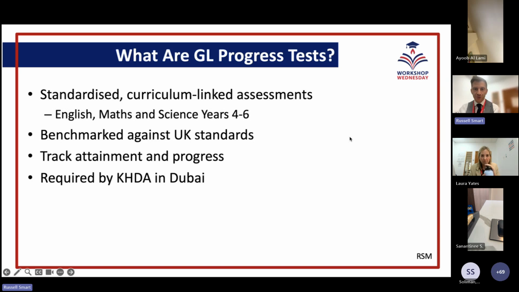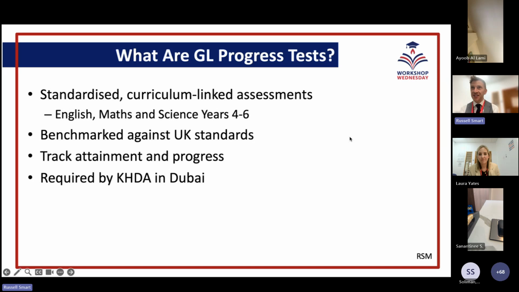In fact, all British schools in Dubai are required to sit them, and we sit them once a year, and it's always in the summer term. Some schools do it differently. At the school I started teaching at many, many decades ago, we did the GL progress test, paper-based back in the day, twice a year, once at the start of the year, once at the end. But the requirement as part of the national agenda for us is to do it in the summer term.